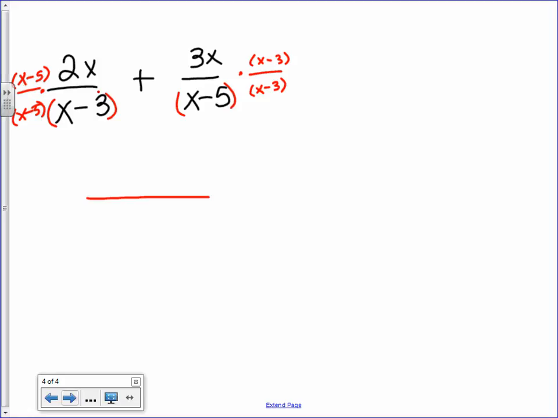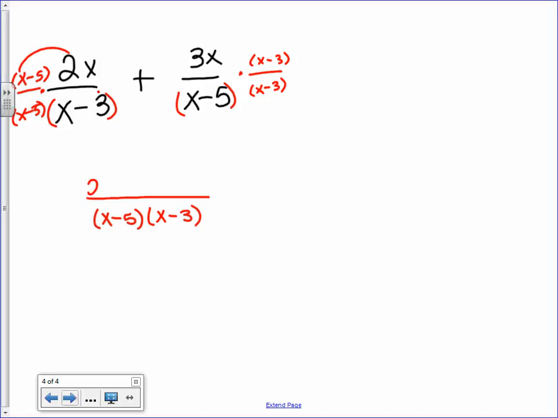On bottom, on the denominator, leave it just like that. You don't have to FOIL that out. You don't have to multiply that. Save yourself some time. If you do multiply it out and you mess up, I'm going to count it wrong. So be good to yourself and leave it like that, okay? On top, we do have to multiply it out.